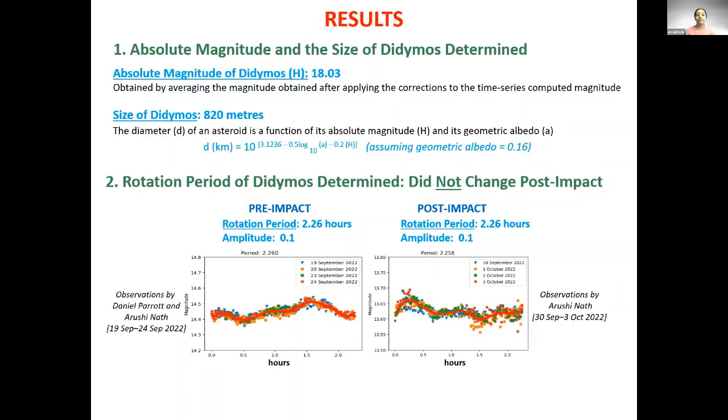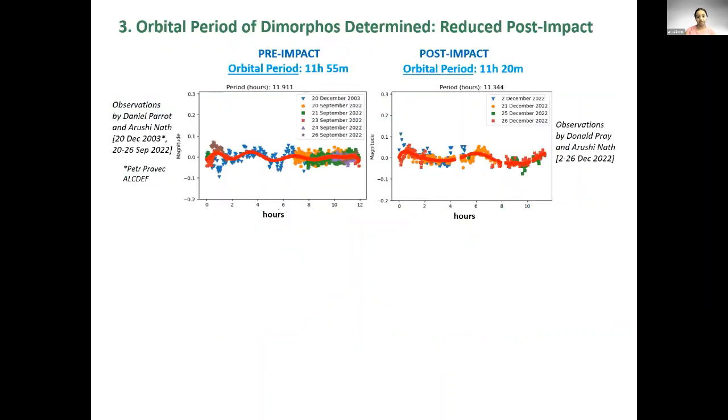So I found some very interesting results. First, I measured the absolute magnitude and the size of Didymos. I found it to have a magnitude of 18.03 and a size, which means diameter, of 820 meters. Second, I found the rotational period of Didymos before and after the impact not to have changed. It stayed 2.26 hours. Neither was a change expected.